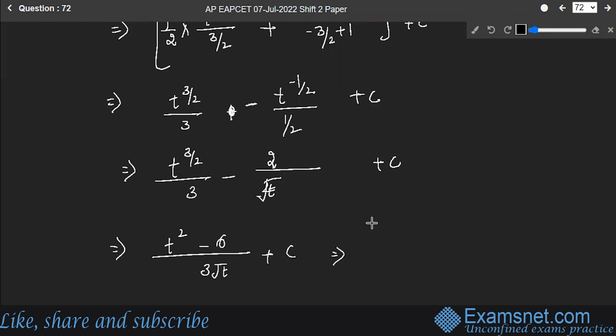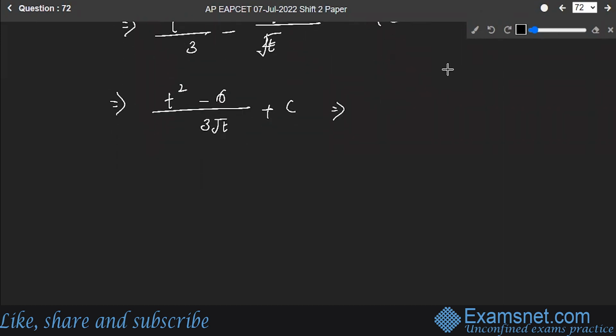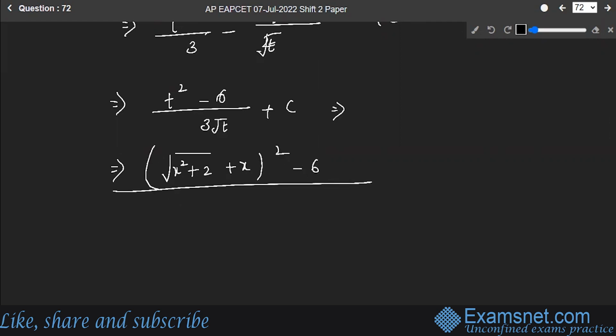So next, we just have to fill in the value of t and c now. It will be, t was assumed to be equal to x square plus 2 plus x, this whole square minus 6 upon 3 root of x square plus 2 plus x plus the c. So the only thing I have done is fill in the value for t, and t was assumed to be root of x square plus 2 plus x, and t square will be the square of it, right? Let's check with the options, which is the correct one.